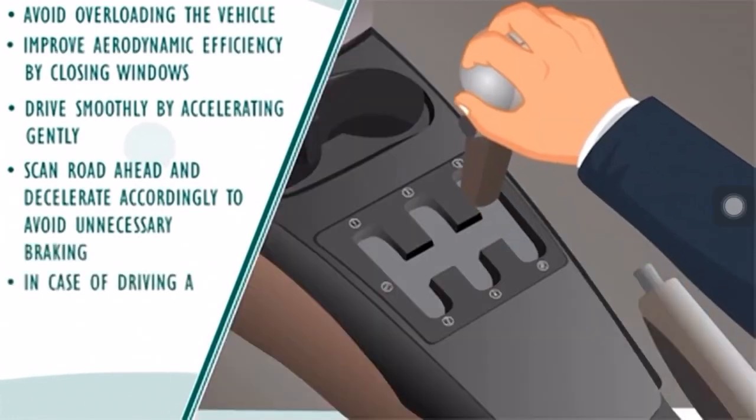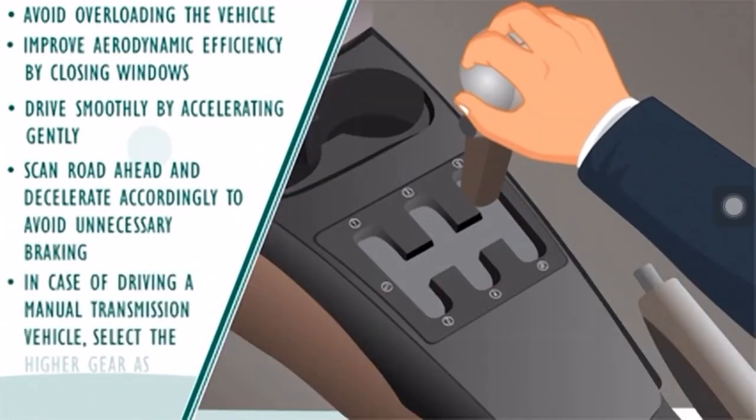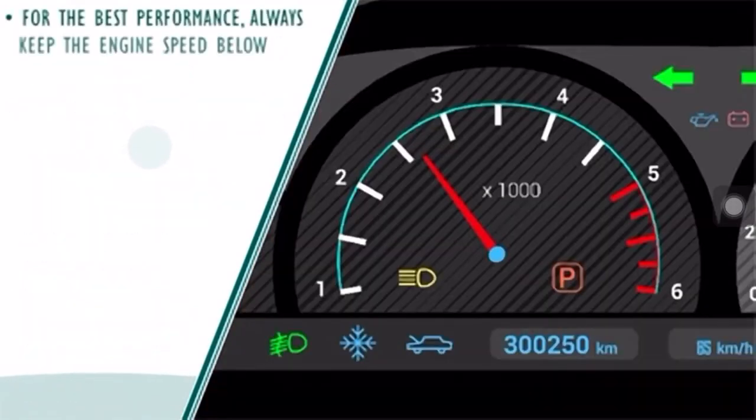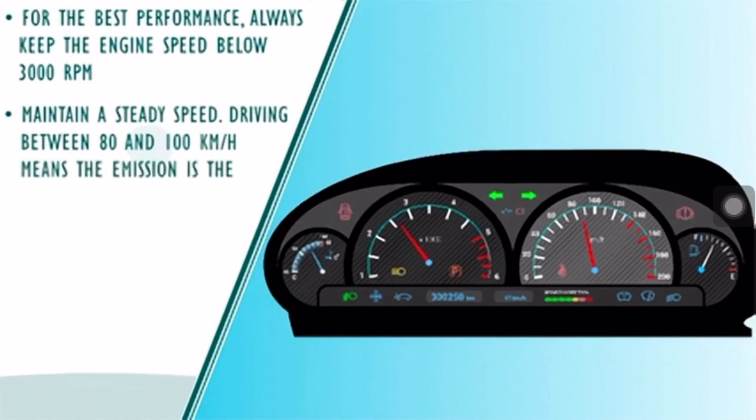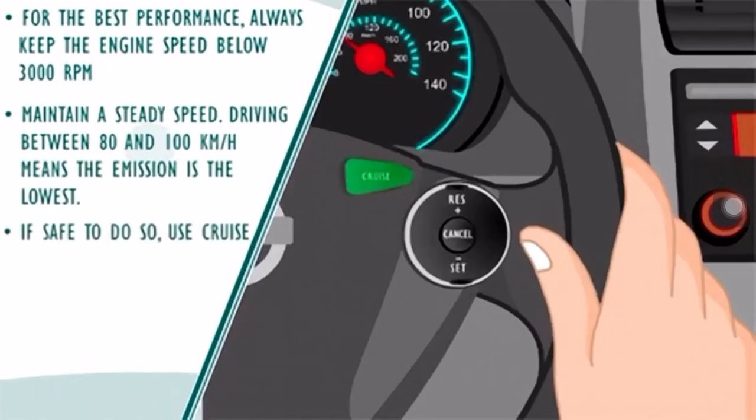In case of driving a manual transmission vehicle, select the higher gear as soon as possible. For the best performance, always keep the engine speed below 3000 RPM. Maintain a steady speed. Driving between 80 and 100 km per hour means the emission is the lowest. If safe to do so, use cruise control to drive more efficiently.